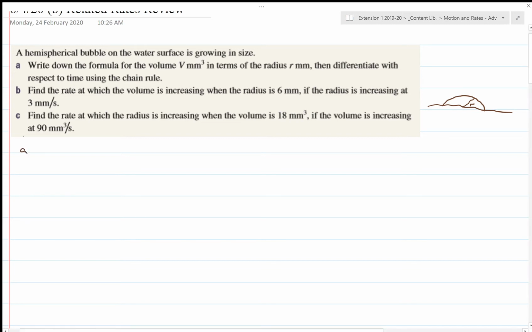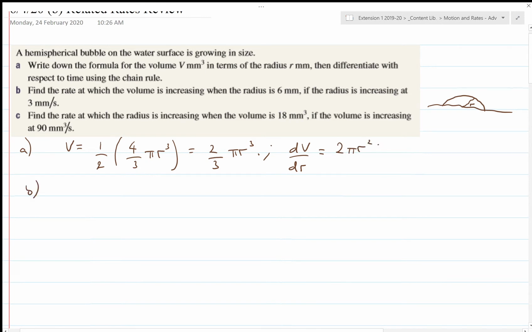So write down the formula for volume. Okay, so volume is a hemisphere, so half of 4/3 pi r cubed. So that's 2/3 pi r cubed, a sphere halved, and then differentiate with respect to time. So using the chain rule, dV/dr is 2 pi r squared.